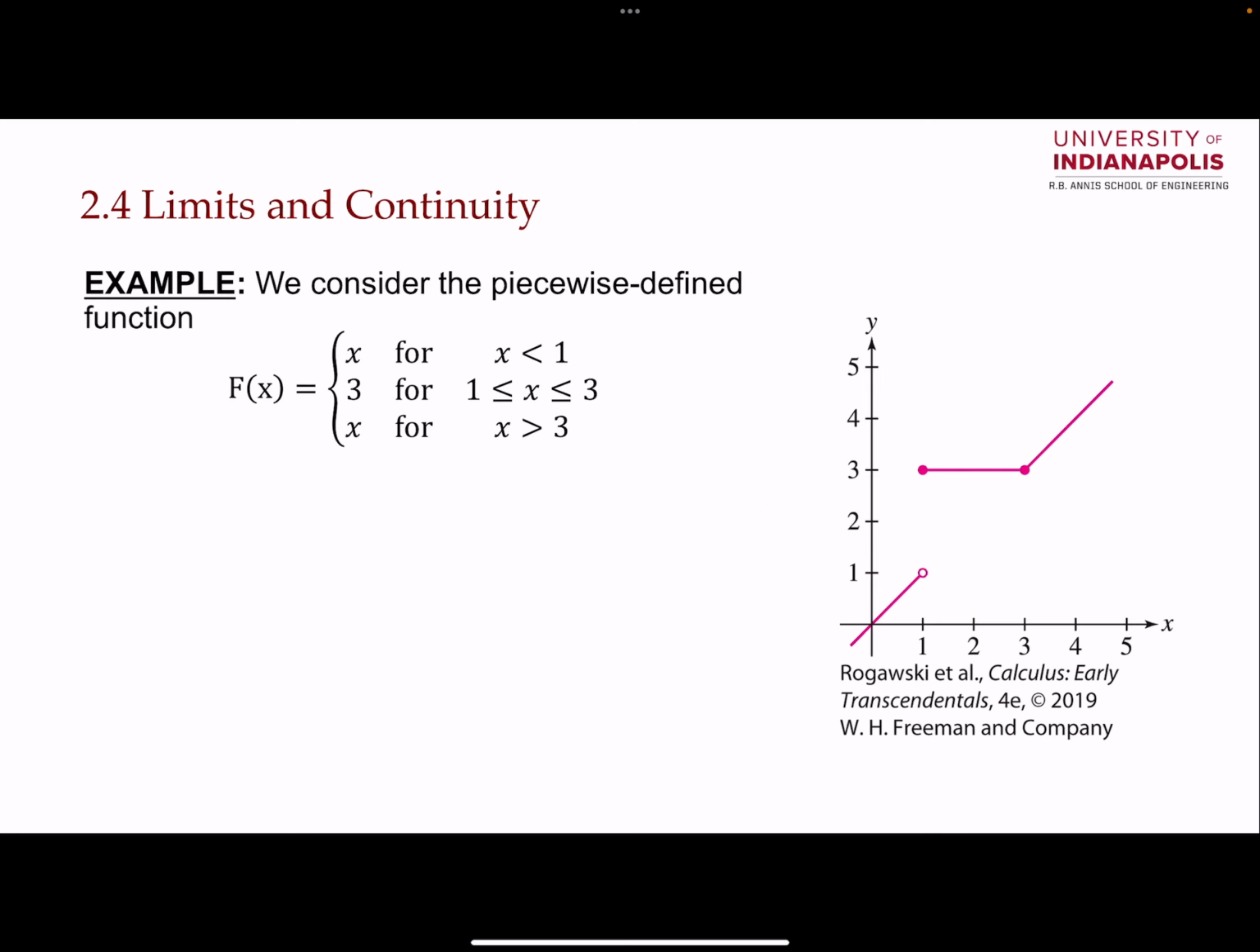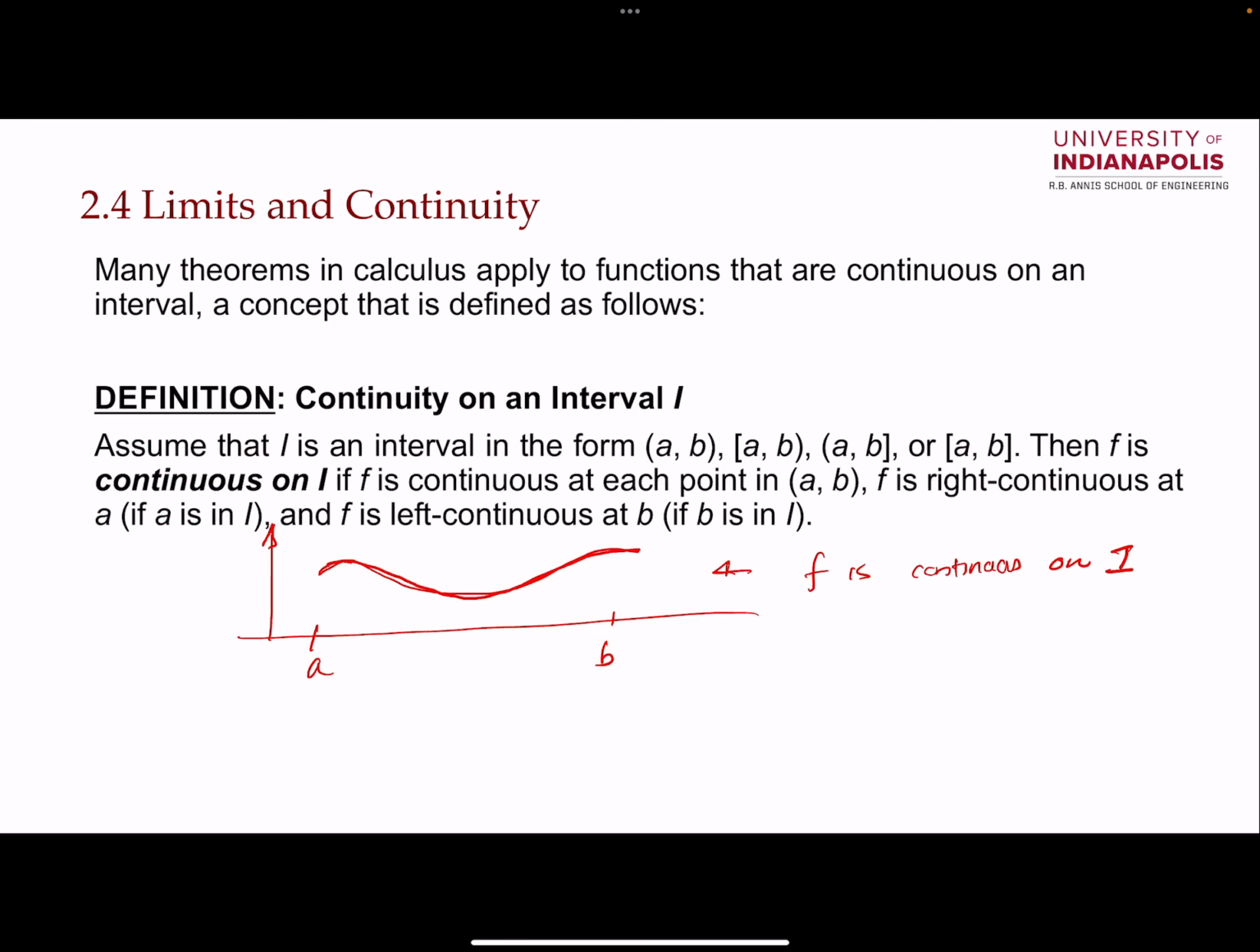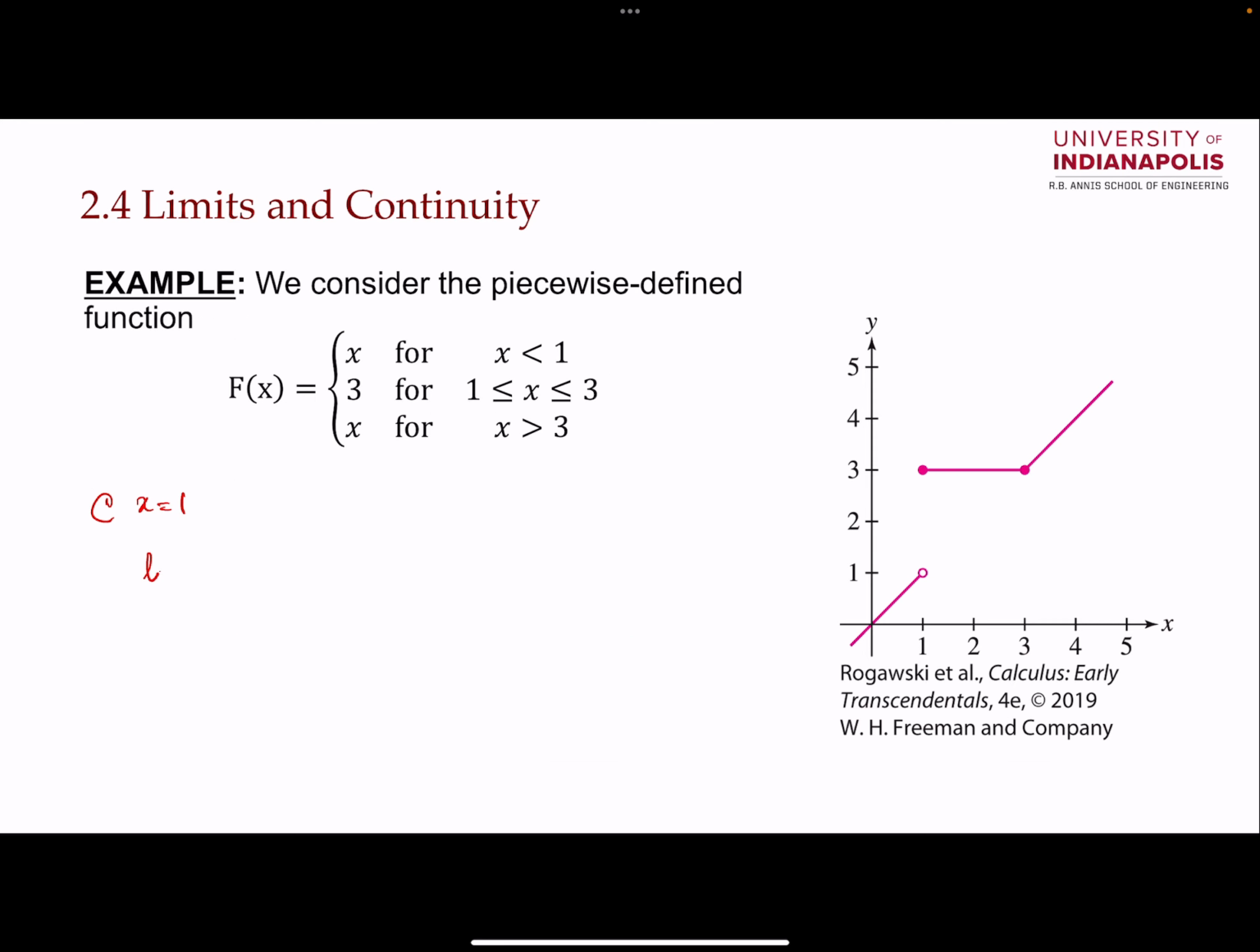Let's consider this example. Now this function is a piecewise defined function. So we have several intervals here. First consider x equal to 1. We can consider left-sided discontinuity, or left continuity. So the limit as x goes to 1 minus of f of x is equal to, now when x is less than 1, it is x. The limit as x goes to 1 minus of x, right? x comes to 1. So this is equal to 1.